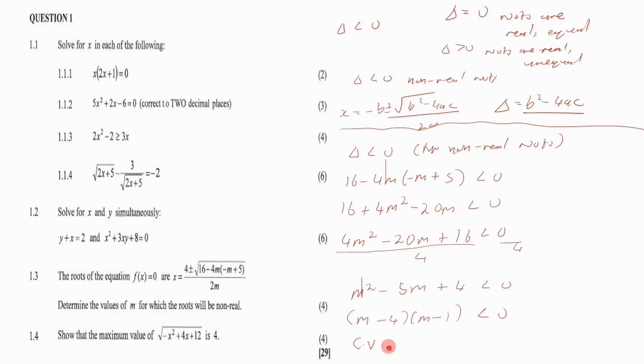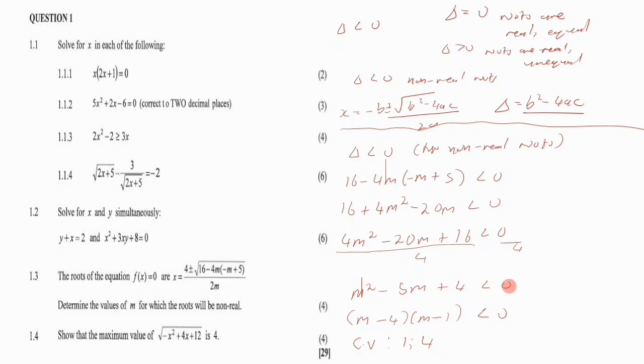Is 1. So our critical values are 1 and 4. Now we want to test if this inequality will be true for values within these values or outside them. So let's test with a number that is outside. What is a number that is outside? It's 0. If we put in 0 here, this is 0, and then that's 0. We have plus 4. So our solution will be positive 4.